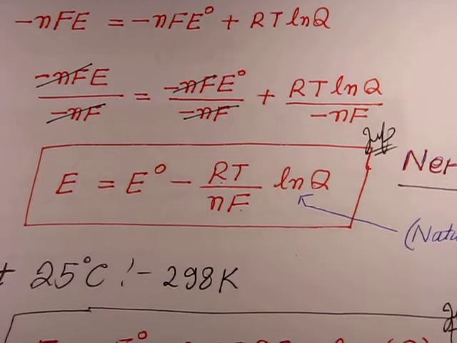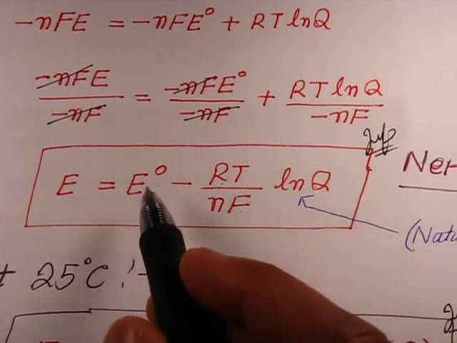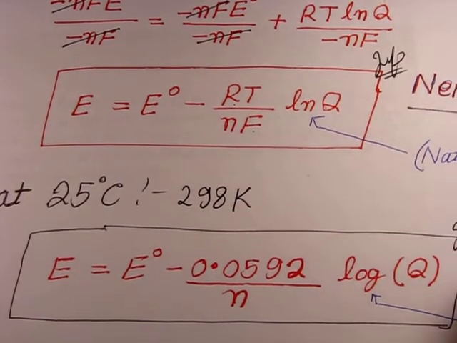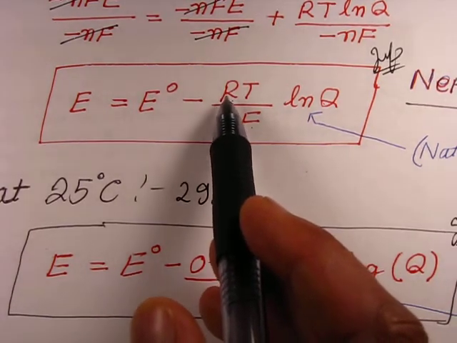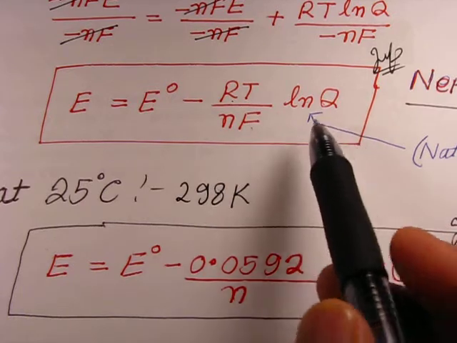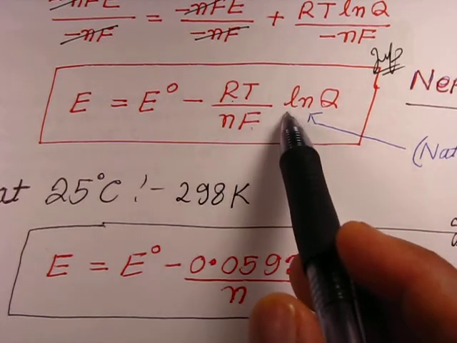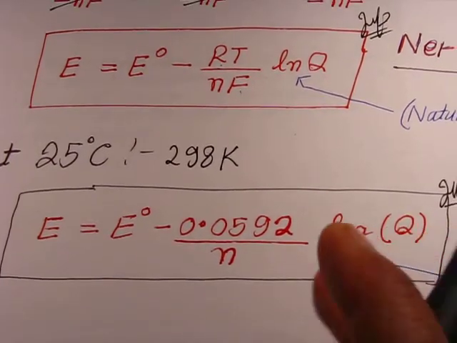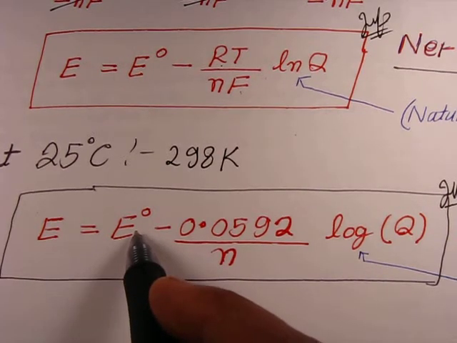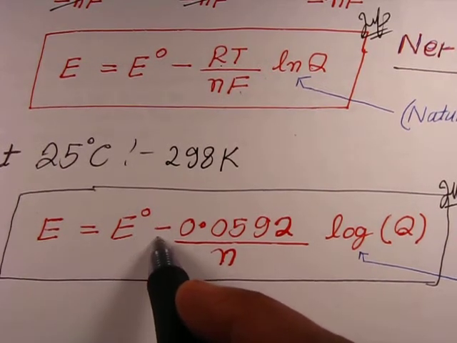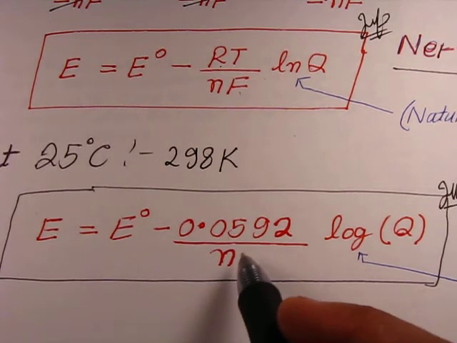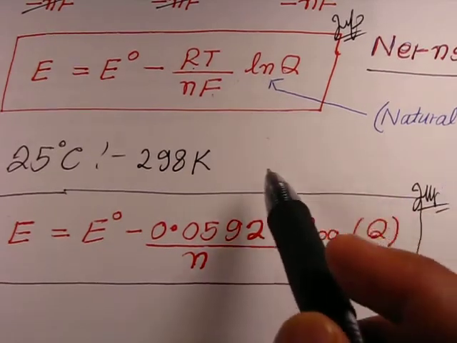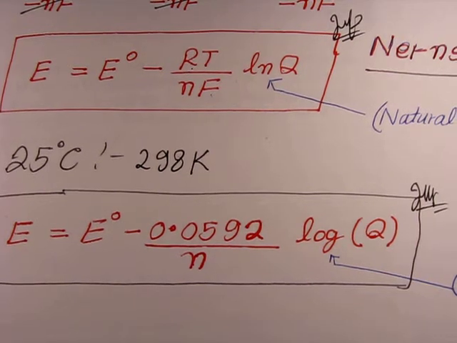If we rewrite this equation at 25 degrees Celsius, or 298 Kelvin, we can place the values of R, T and F, and once we change natural log Q to log base 10 Q, we end up with the equation E equal to E naught, the standard cell potential, minus 0.0592 divided by n log base 10 Q. This is another form of the Nernst equation which you need to memorize.